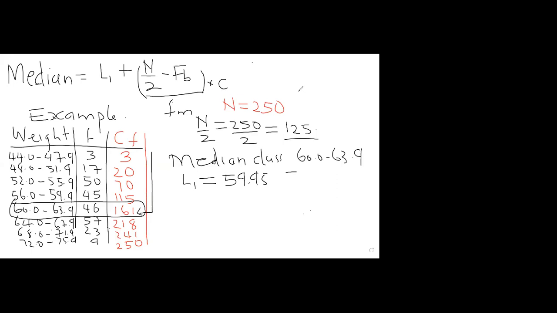Then what else do you need? Frequency before the median class. Frequency before is this one, cumulative frequency is 115. You have C. C from the previous question was 4.8 minus 4.4, that is C. Since they're equal classes, it will be the same. Now we are remaining with the frequency of the median class. This is 46. So I have all the entries I need. Can we all substitute and use the formula to get our median?